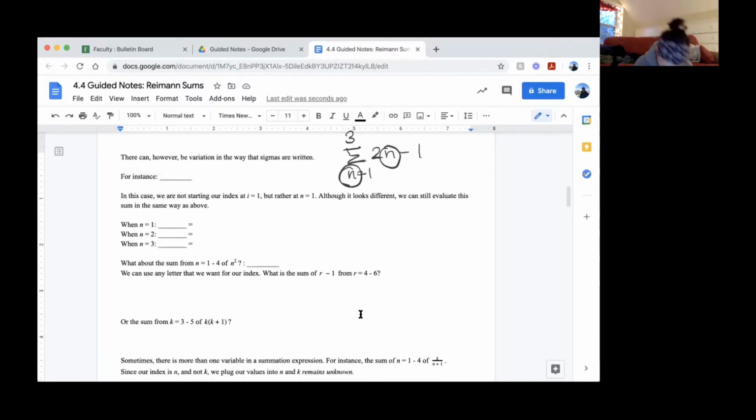So when n equals 1, we just plug it in. 2 times 1 minus 1 is equal to 1. 2 times 2 minus 1 is equal to 3.